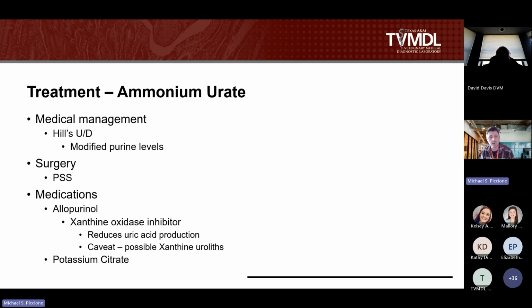One of the medications that I think of that comes up from time to time with ammonium urate is allopurinol. This essentially is a xanthine oxidase inhibitor. It's going to reduce uric acid production, which in part sounds great, right? You think, well, hey, uric acid, Dr. Piccione mentioned before how that's one of the building blocks for ammonium urate crystals. If we get rid of uric acid, eureka, the problem's solved.